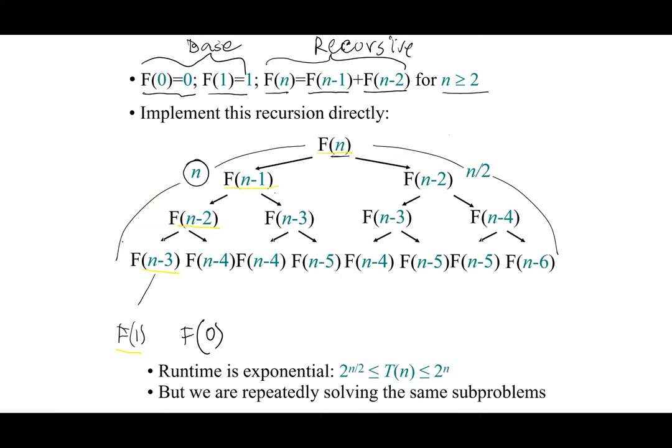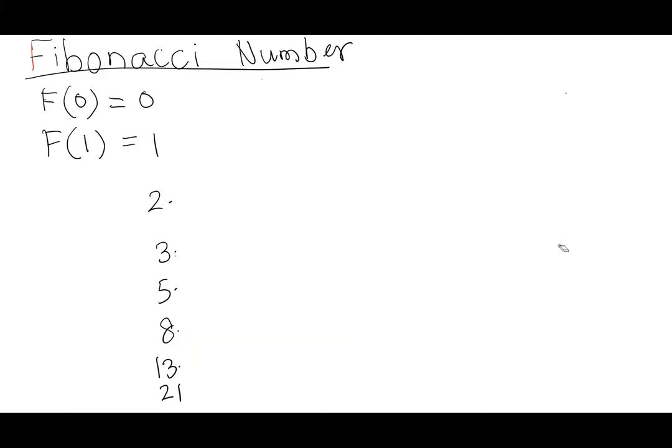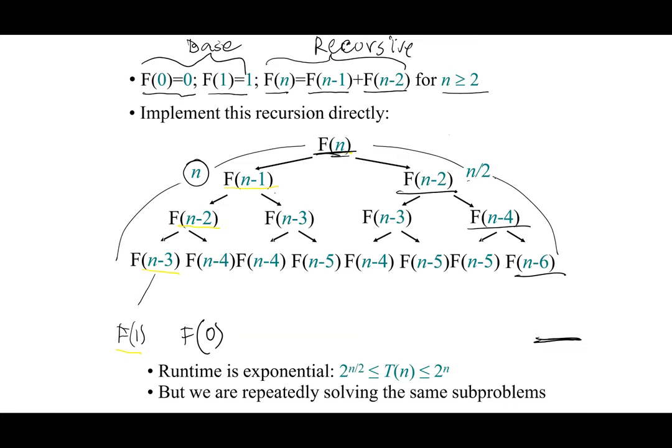So you see that. And from the other side, you see that from f of n, it becomes n minus 2, then n minus 4, then n minus 6. So every time it's reducing by 2, that means when it actually goes all the way down to the leaf, the height is going to be n over 2, because every time it's getting reduced by 2.